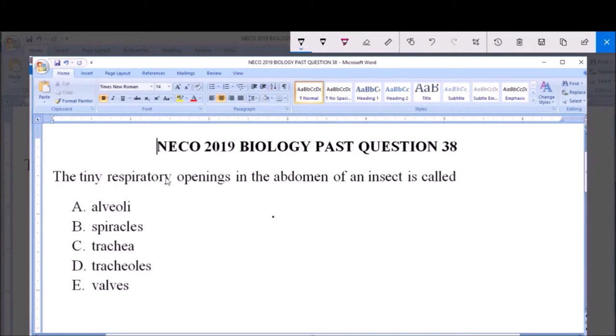So we are asked for the tiny respiratory openings in an abdomen. Now, the tiny respiratory openings in an abdomen are called the tracheoles. Tracheoles are the tiny respiratory openings in the abdomen of an insect. Let's take for instance, this is the abdomen of an insect. Now, you will find tiny openings like this in the abdomen of this insect. Now, these openings are referred to as the tracheoles.